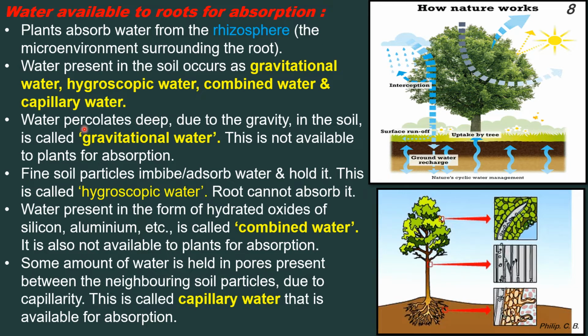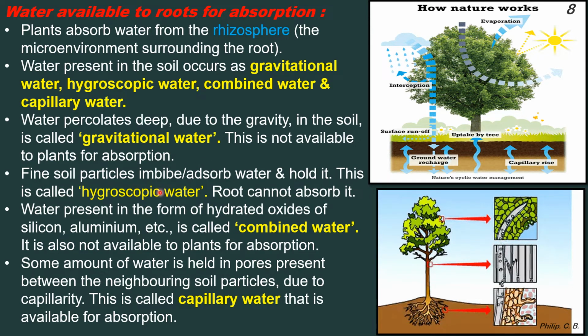First one, water that percolates deep due to gravity in the soil is called gravitational water. From the name itself, gravitational water, that is water moves with the help of gravity. But this water is not available to the plants for absorption.